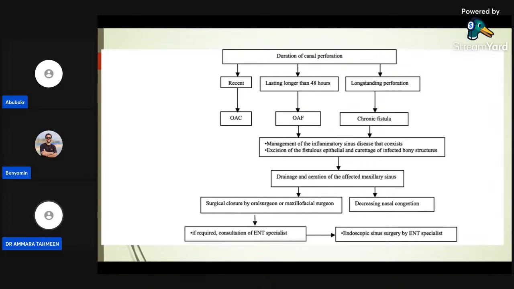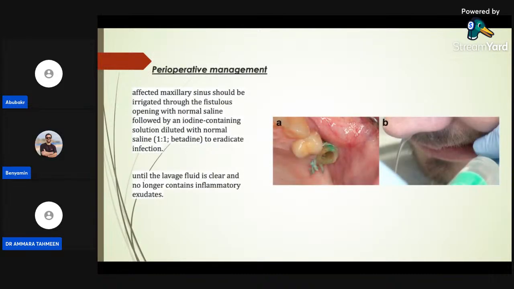So let us get into more detail about the different types of treatment modalities. How do we start the management of oroantral communications? Perioperative or preoperative management: when you see the maxillary sinus has inflammation or any sinus infection, it should be thoroughly irrigated.